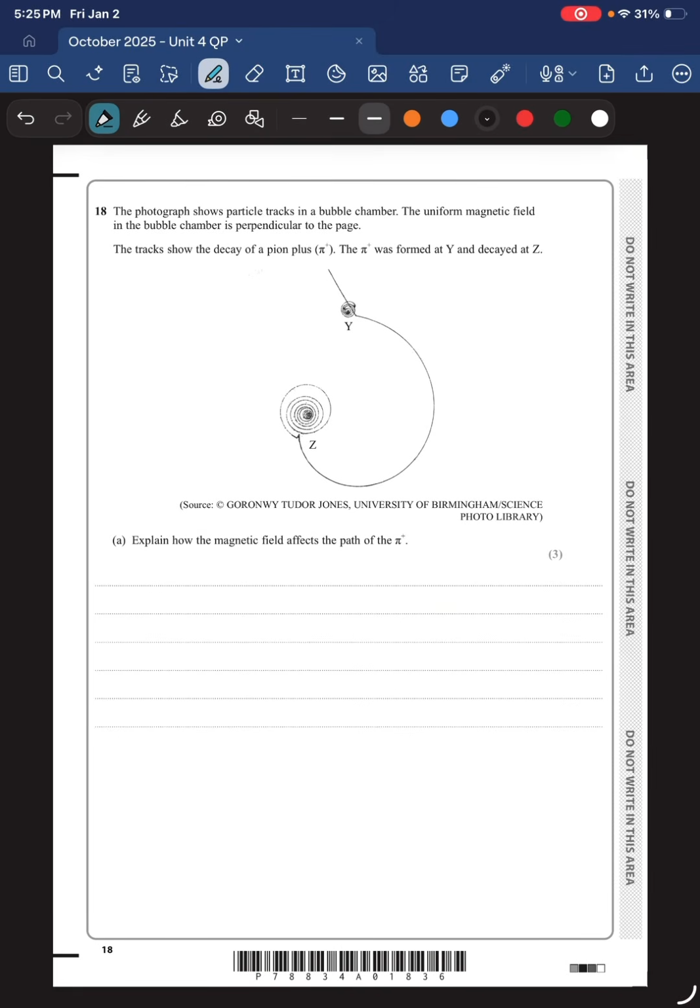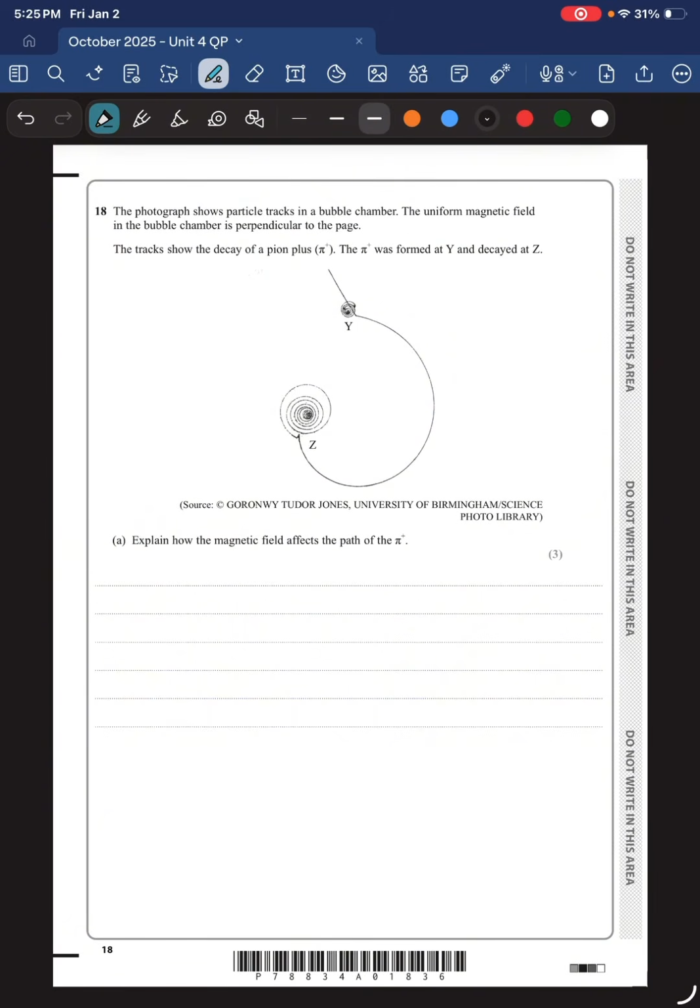Okay, question 18. The photograph shows particle tracks in a bubble chamber. The uniform magnetic field in the bubble chamber is perpendicular to the page. It doesn't specify whether it's in or out, but let me think. What did I write in my notes? I think it's out of the page, but let's see.